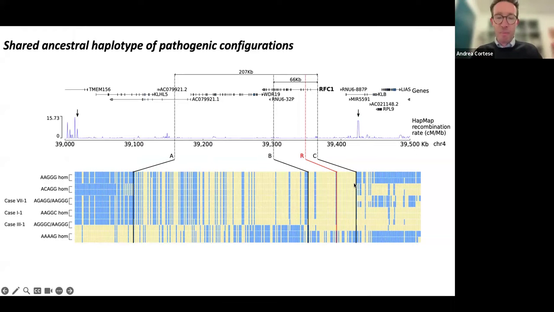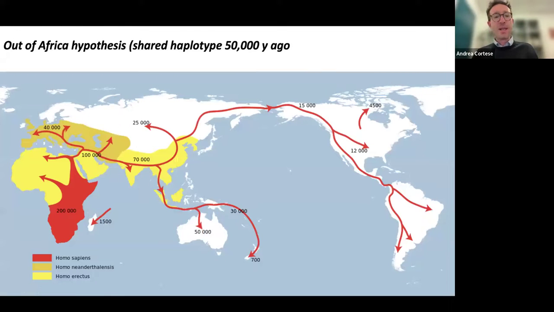And with ancestral haplotype, we mean part of the DNA which is inherited together. We have that part of DNA from our parents, going back hundreds or thousands of years, okay? And we were able to kind of date it, and it seems that the haplotype, so the stretch of DNA where the repeat is, which is here in red, dates back 50,000 years.